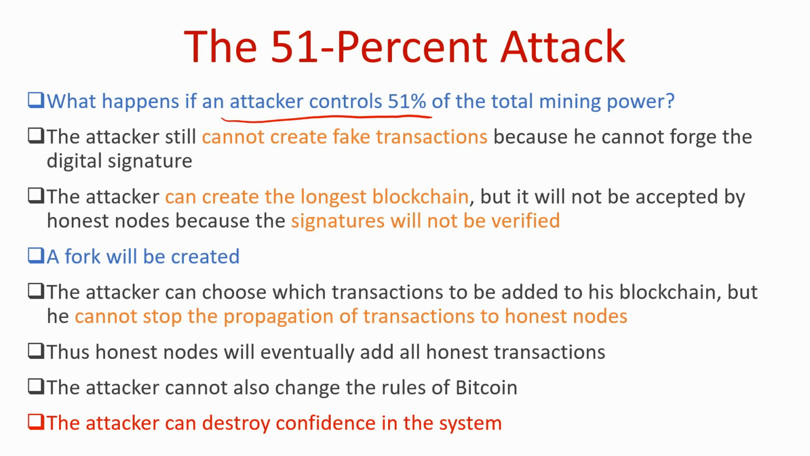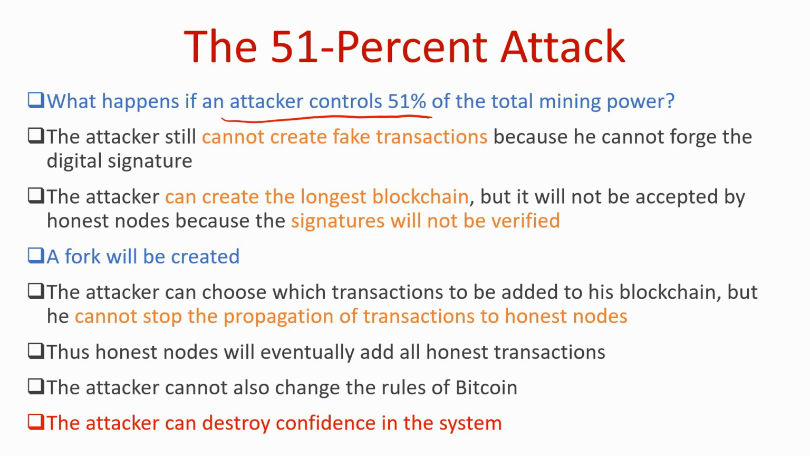And now a fork will be created. You will have the blockchain that is generated by the attacker, and you have the blockchain that will be generated by the honest nodes. And the attacker will not be able to convince the honest nodes to accept the longest blockchain. So in this sense, the 51% attack will not succeed.